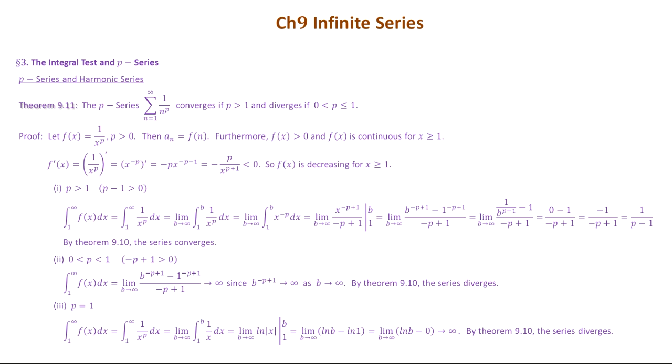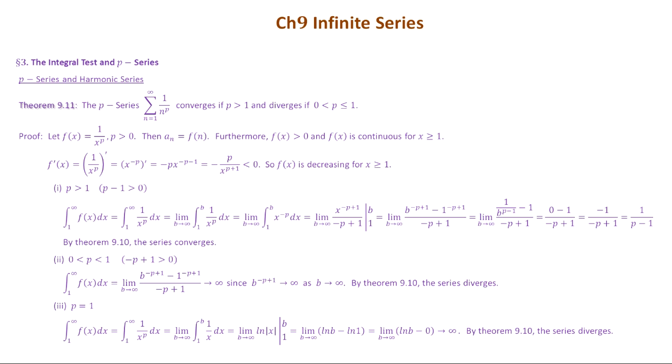Theorem 9.11 says the p series of 1 over n to the p converges if p is greater than 1, and diverges if p is between 0 and 1, including equal to 1. We don't consider p to be 0 or negative, because that's obviously divergent. So those are trivial cases.